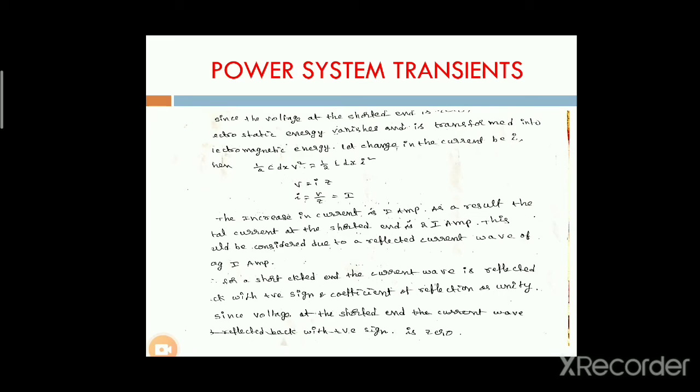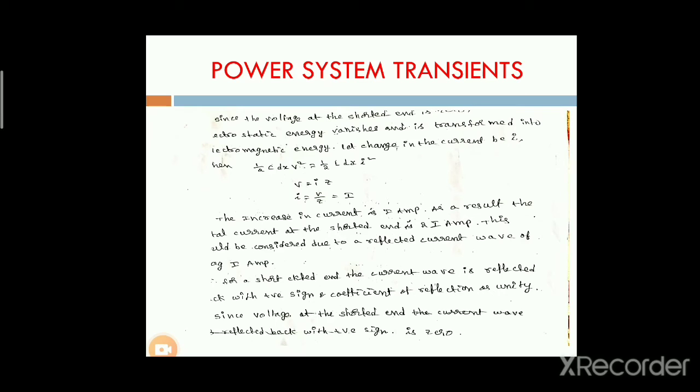Since the voltage at the short circuited end is 0, a negative voltage wave can be considered to have been reflected into the line. Then the current wave in the case of the short circuited line is reflected back with the positive sign.